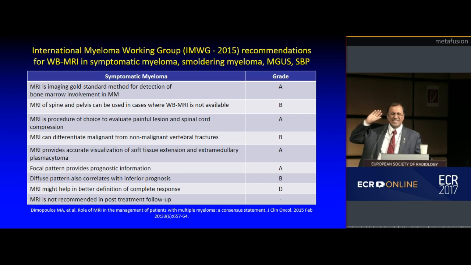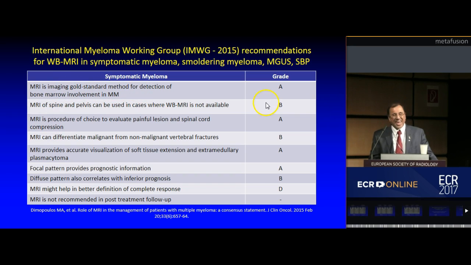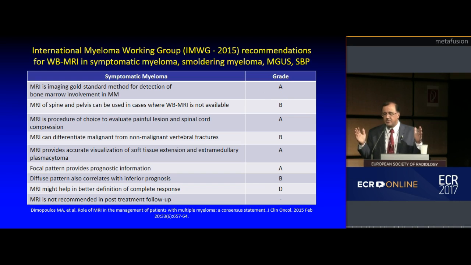And in fact, whole body MRI scan is now making its way into the guidelines. Many of you will have seen the International Multiple Myeloma Working Group recommendations for the use of whole body MRI scanning for multiple myeloma. It's there. It's in the recommendation. You should be doing it. So look here. MRI is the gold standard method for detection of bone marrow involvement in multiple myeloma. Recommendation A. This is not going to change. The evidence is so hard, this is not going to change.